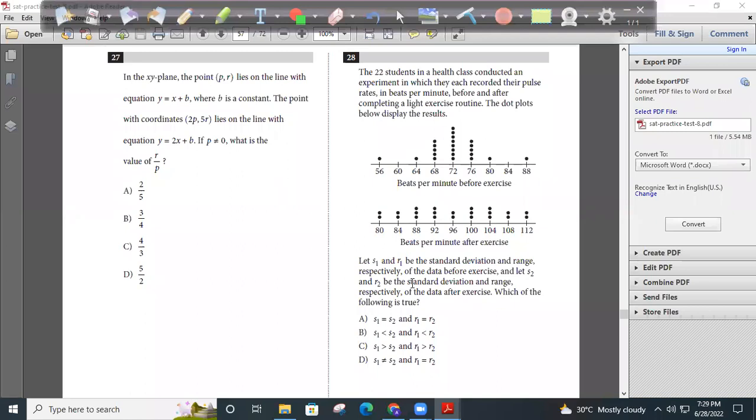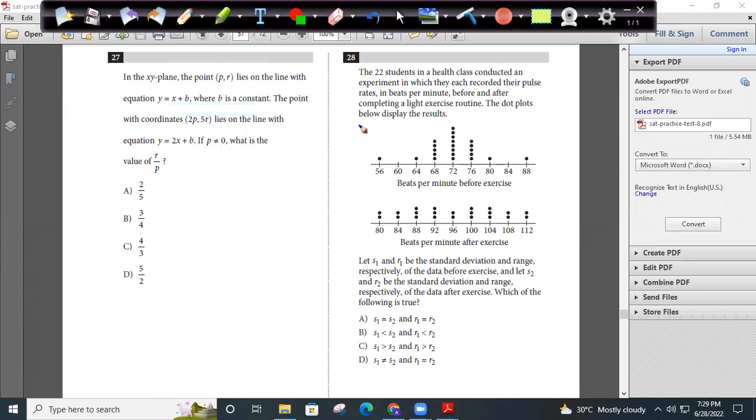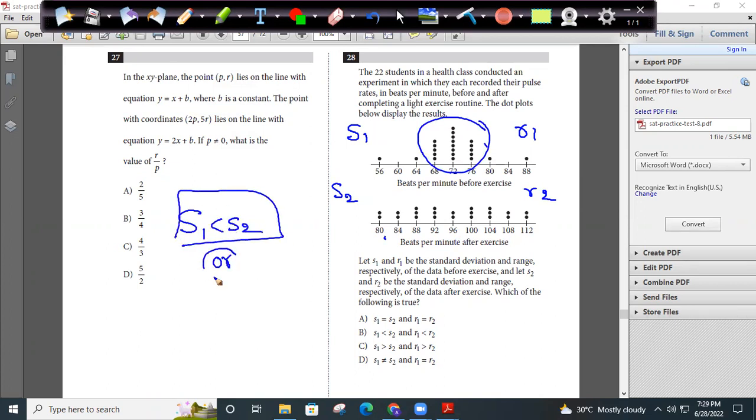I should see why there is a confusion between B or D. First, let me focus. See the question, what it is asking about. This is set 1 and this is set 2. The range is R1, range is R2. Clearly, I can say S1 should be less than S2. This is one of the very good questions. Students are very active. So S1 should be less than S2. The only option with S1 less than S2 is B.